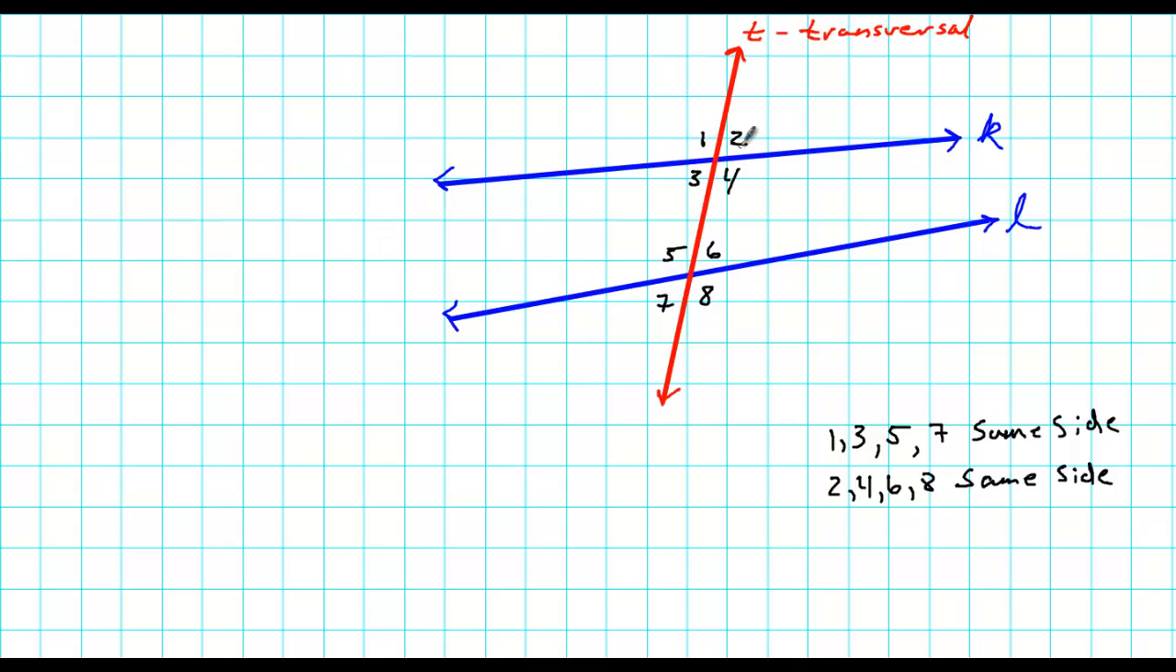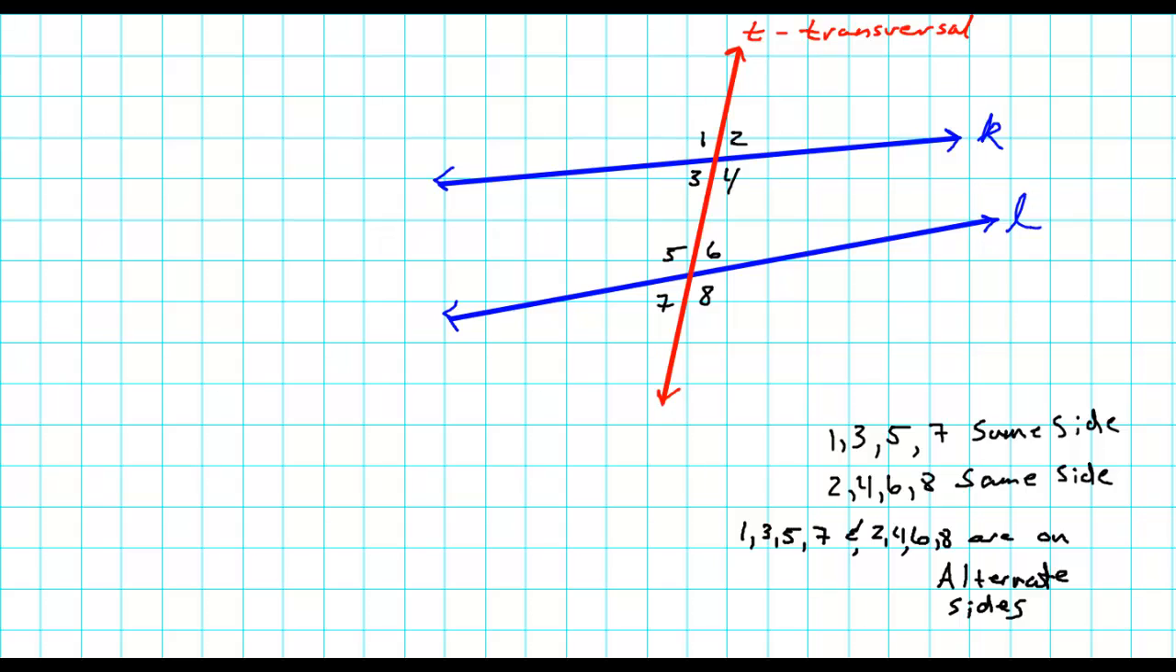But what about 1 and 2, or 1 and 4, or 1 and 6, or 1 and 8? Well, I'm going to say that 1, 3, 5, 7, and 2, 4, 6, 8 are on alternate sides, okay? So they're on alternate sides. So 1 and 2 are on opposite sides. 1 and 4, 1 and 6, 1 and 8. Alternate sides. So now we could talk about where they are, right? If they're on alternate sides or same sides.